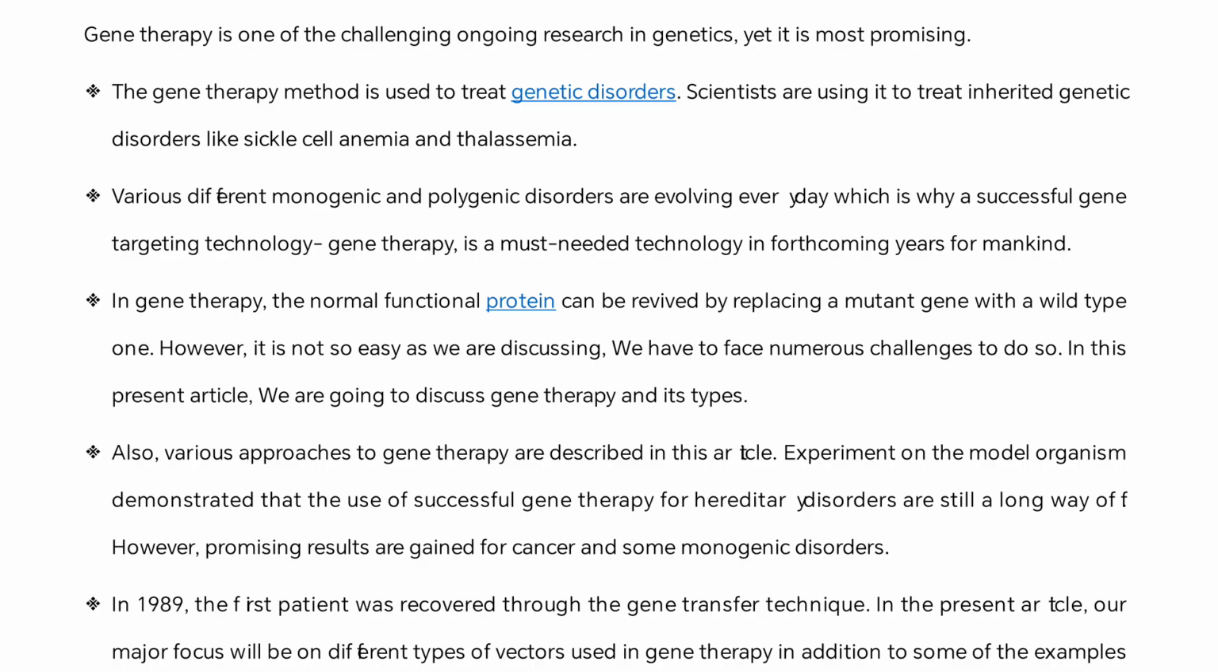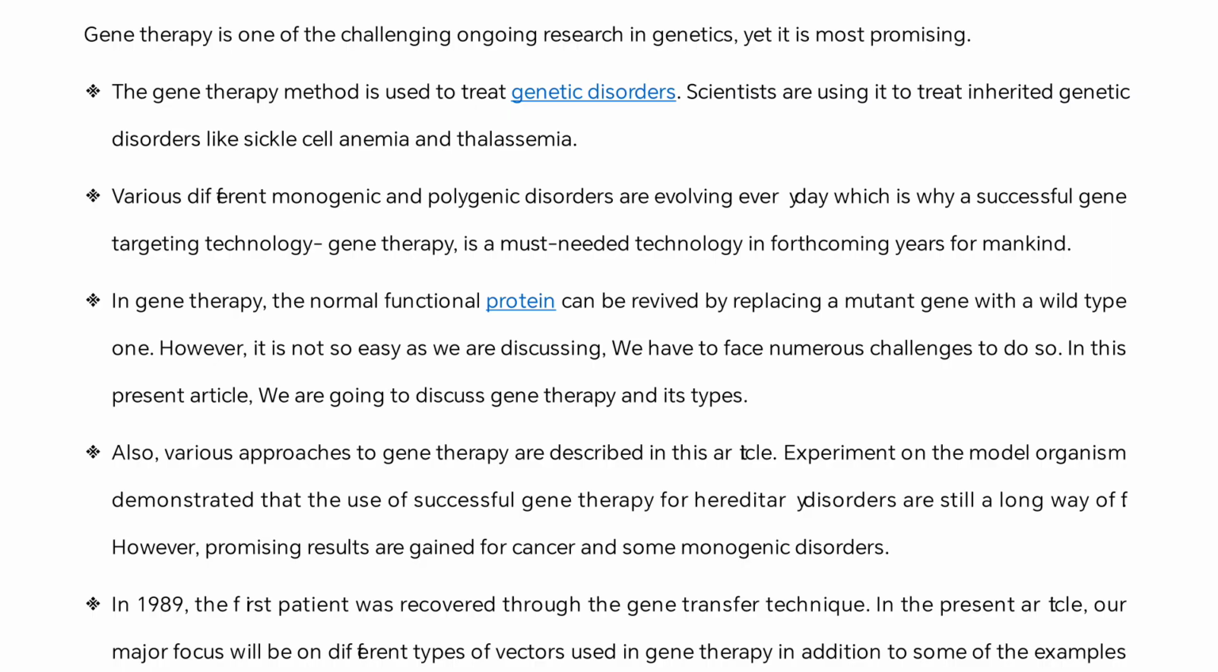Various monogenic and polygenic disorders are evolving every day due to accumulation of mutations. It is forced by exposure to environmental radiation like alpha, beta, gamma radiation as well as ultraviolet radiation. Along with that, exposure to various environmental mutating agents is responsible for changes at the gene level, resulting in various genetic disorders. It may be monogenic, meaning a single gene, or polygenic, meaning more than one gene.